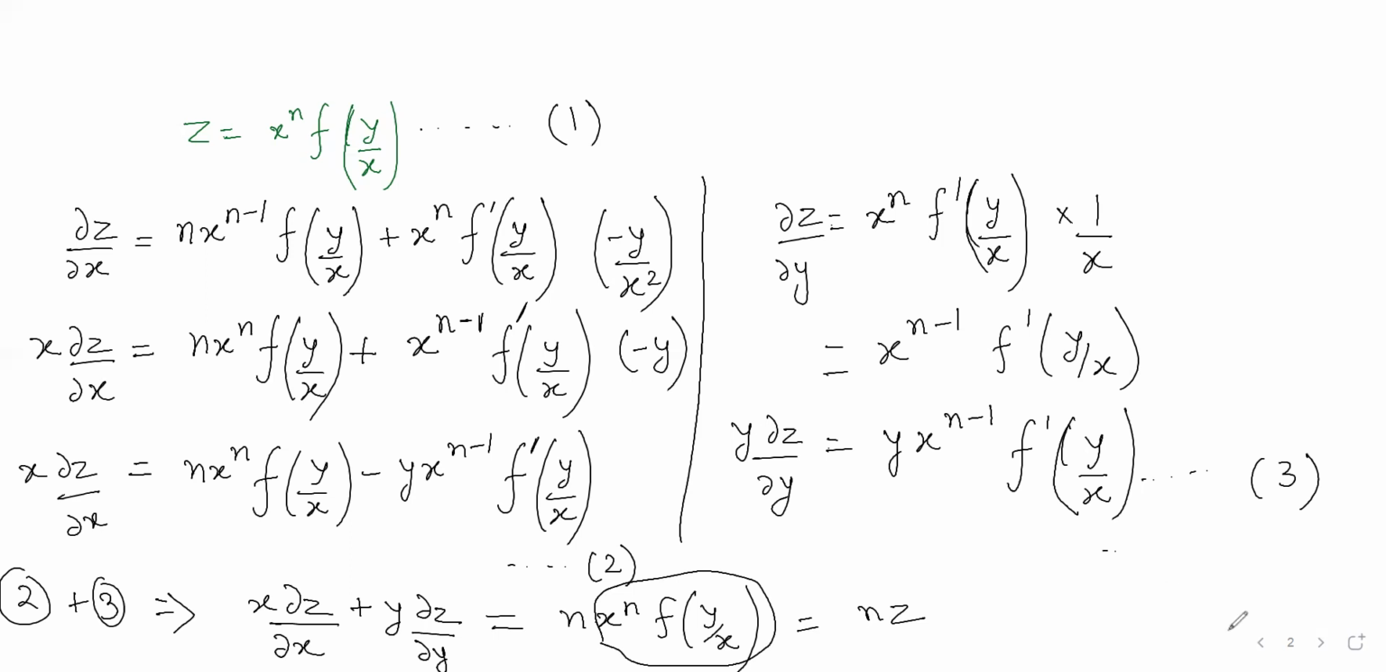I want to clarify that this is not the same as the Euler-Lagrange theorem. Euler's theorem is different from the Euler-Lagrange theorem. So Euler's theorem is x del z by del x plus y del z by del y is equal to nz.